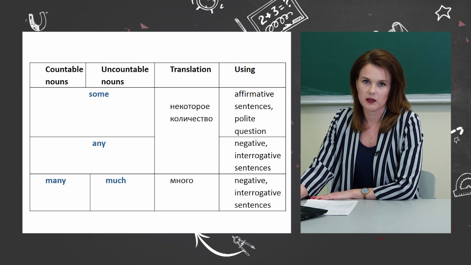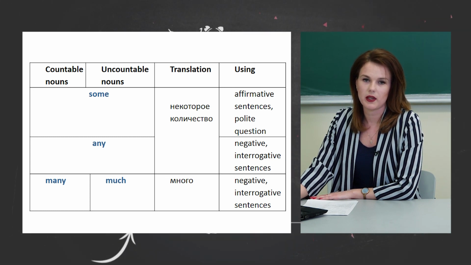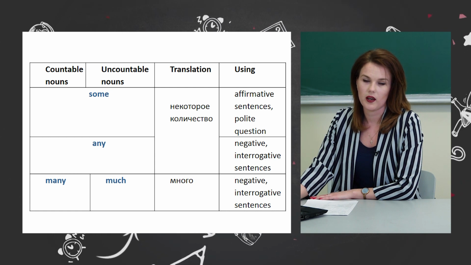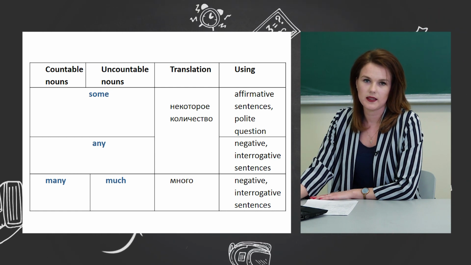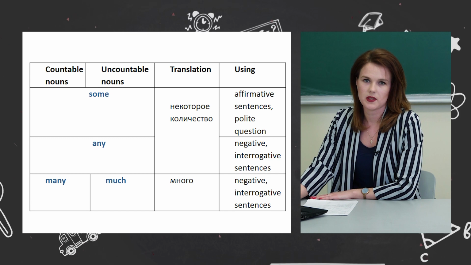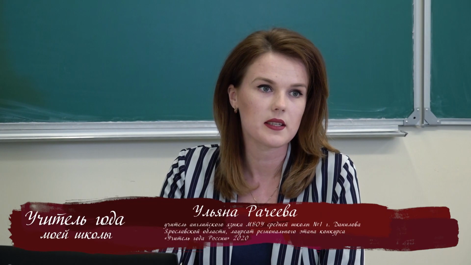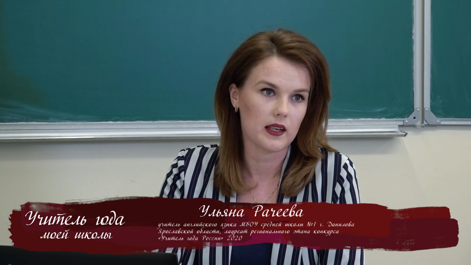Much and many. We can translate them into Russian like много. We use them only in negative and interrogative sentences, but much is used with uncountable nouns and many is used with countable nouns.